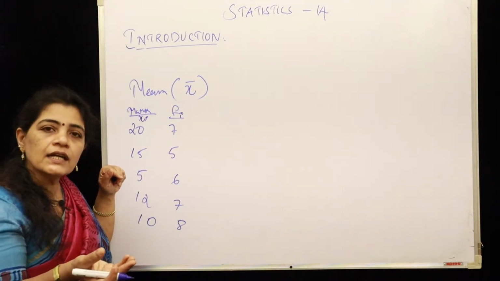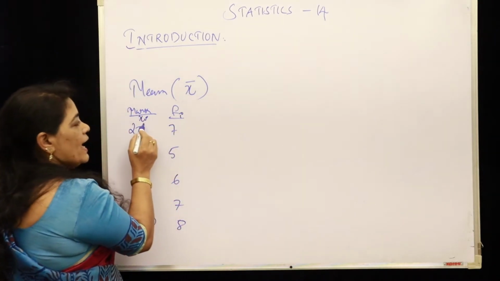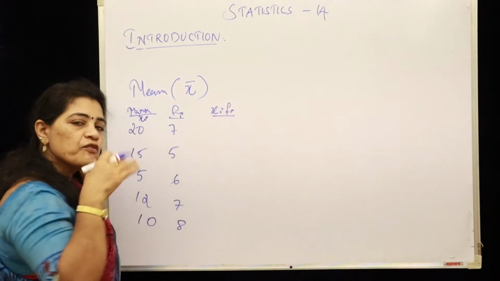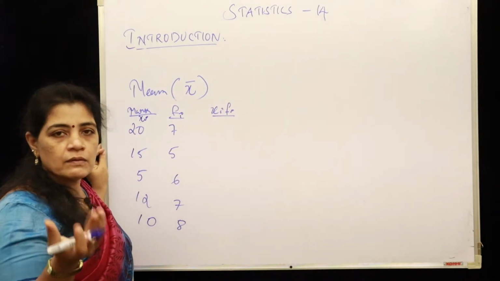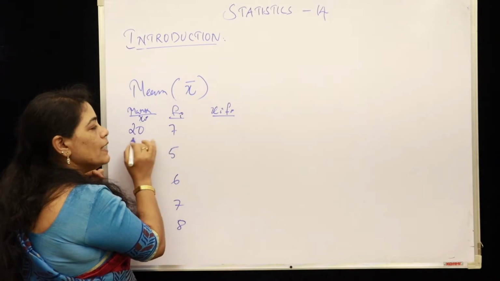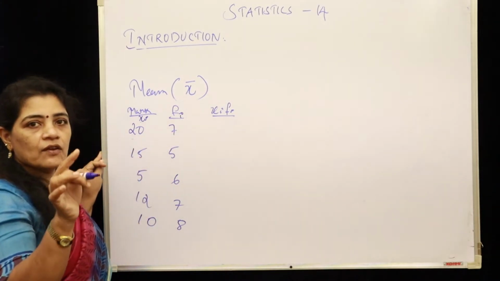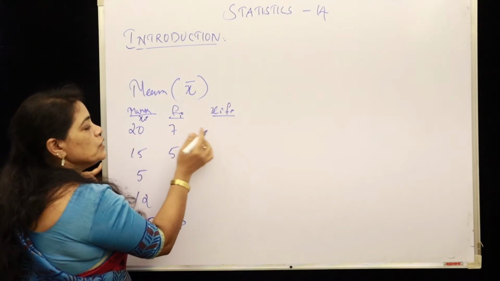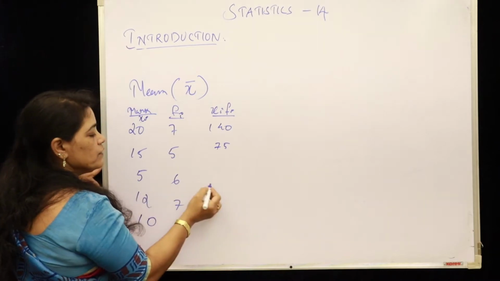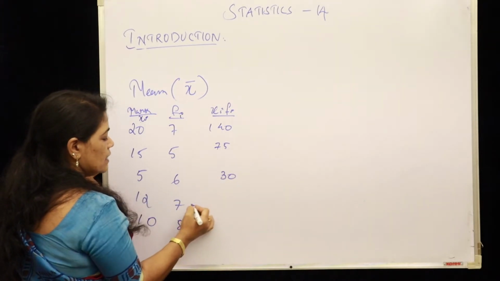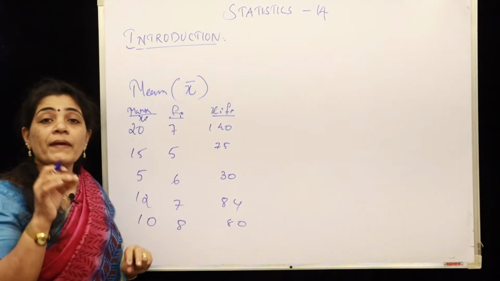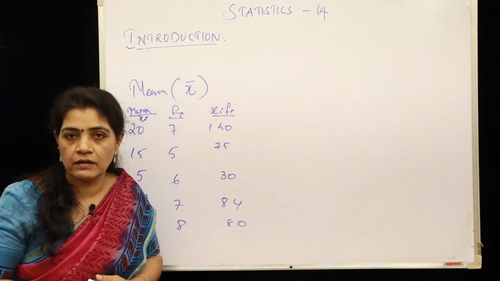In the third column you have to get the product of xi into fi. The third column, xi fi or fi xi, doesn't matter, because multiplication is commutative. So you have to multiply each xi with fi, its corresponding frequency. 20 into 7, 140; here you will get 75; here 5 6s are 30; here you will get 84; here 80. That is the third column xi fi in the case of a discrete frequency distribution.